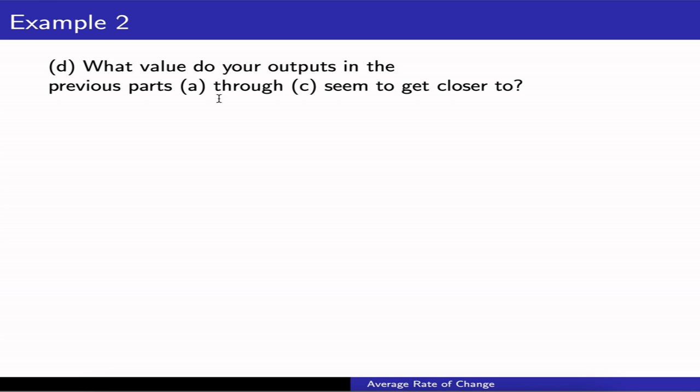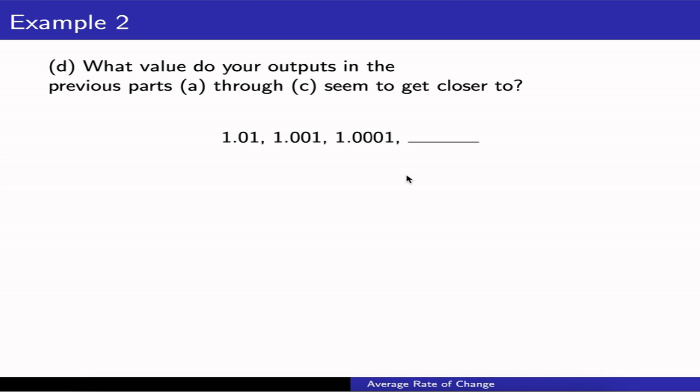All right, so for part D, what value do the outputs in the previous parts A, B, and C seem to get closer to? So if we take a look at what we had for our answers, we had 1.01 for A for the average rate of change, 1.001 for B's average rate of change, and then 1.0001 for C's average rate of change. So if we look at this sequence of numbers here, they seem to be getting closer and closer to a value, and that's what we want to figure out: what value do these answers seem to get closer and closer to?